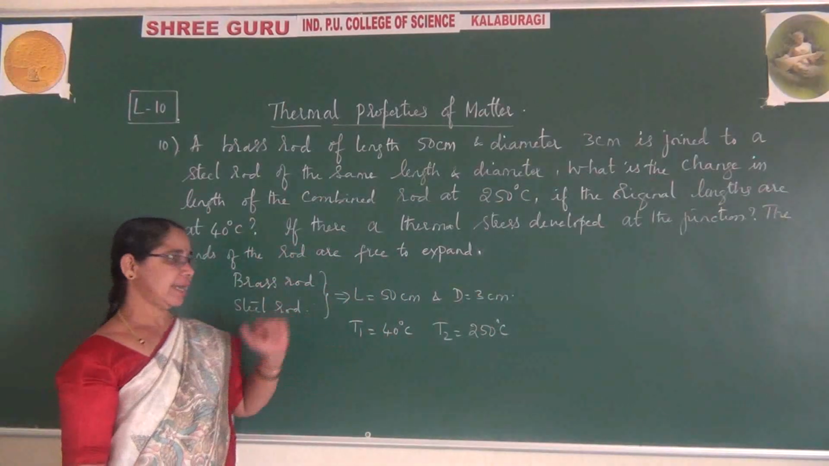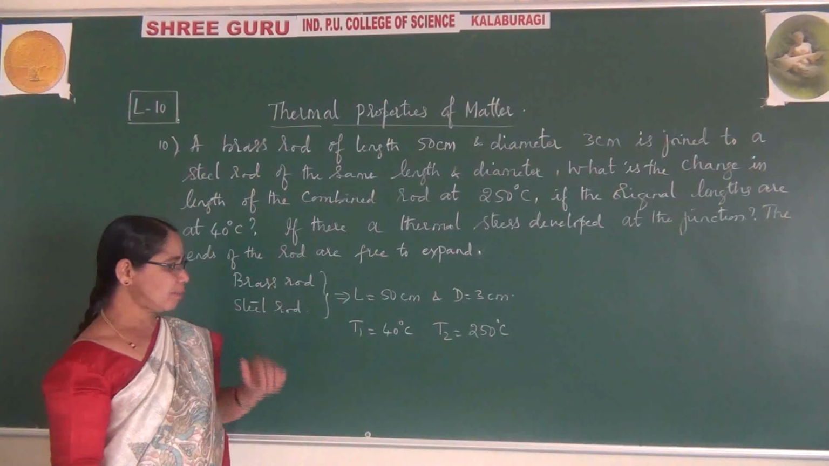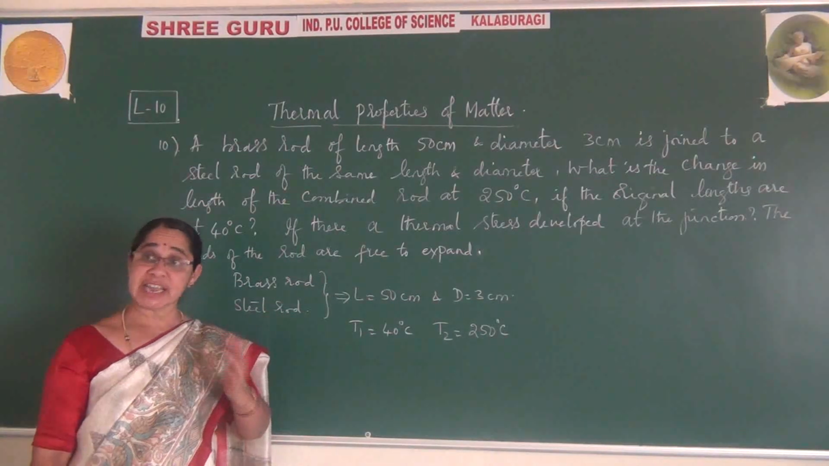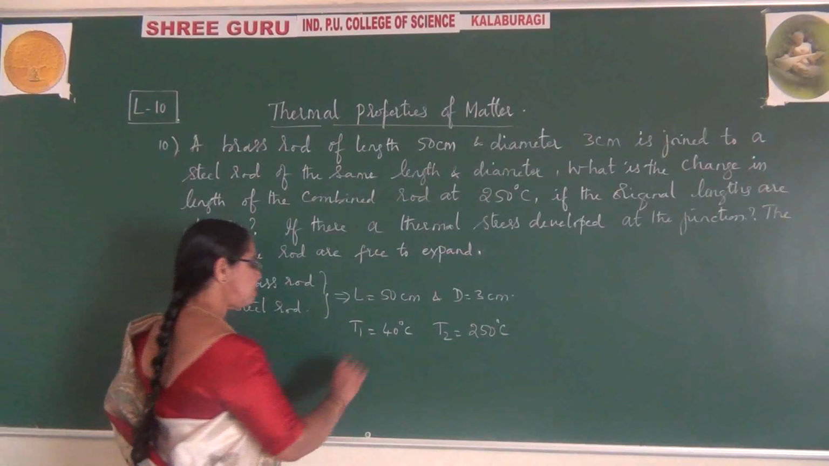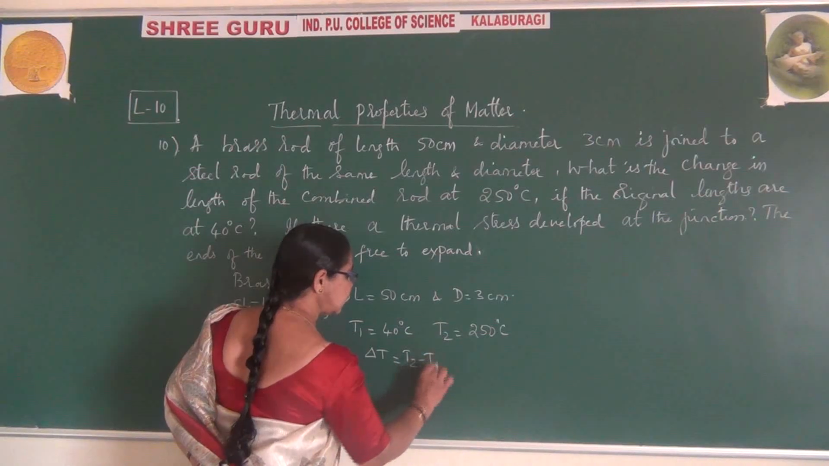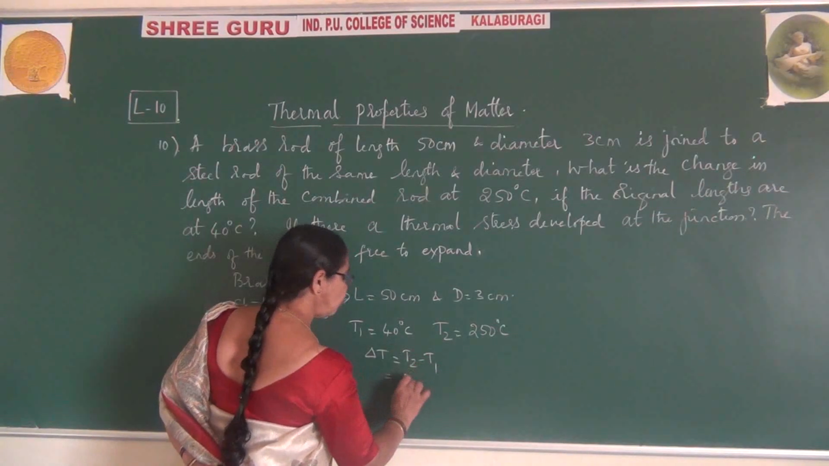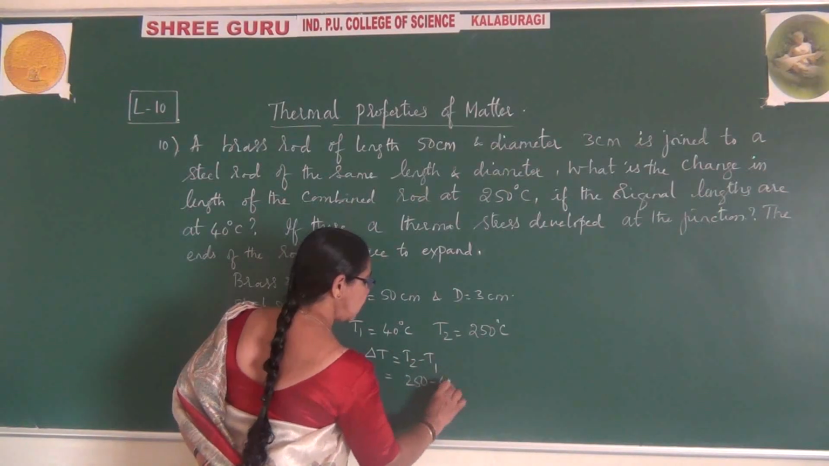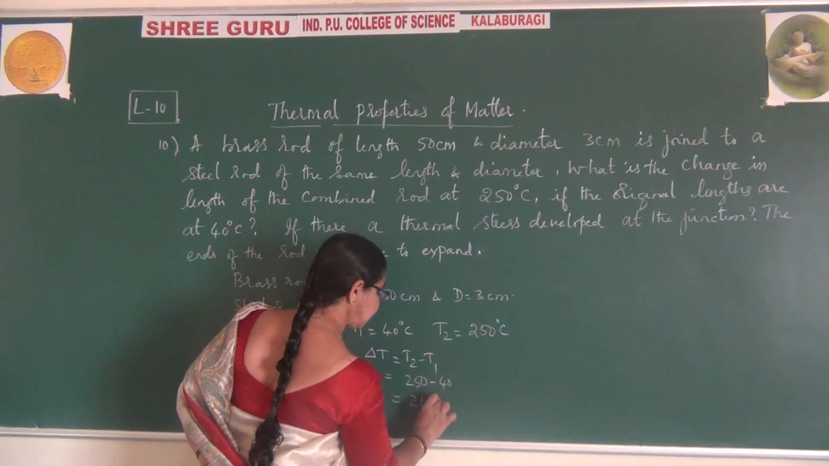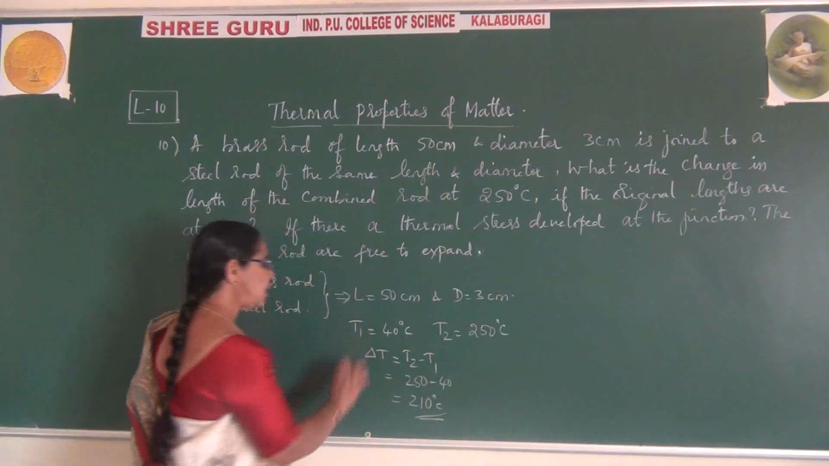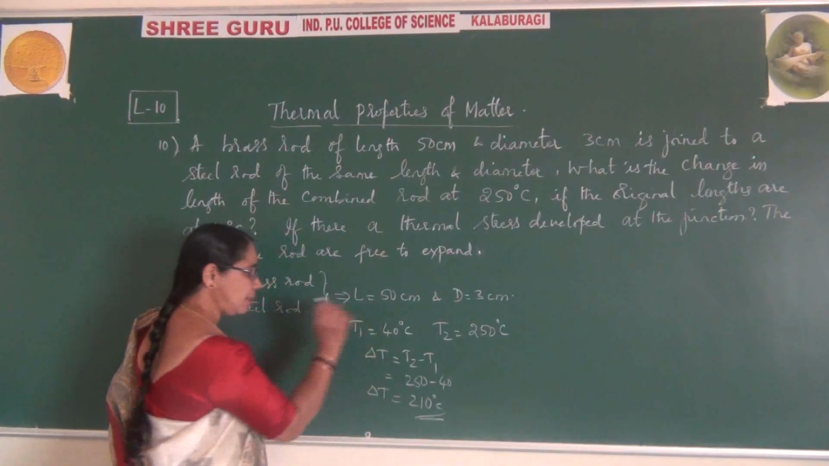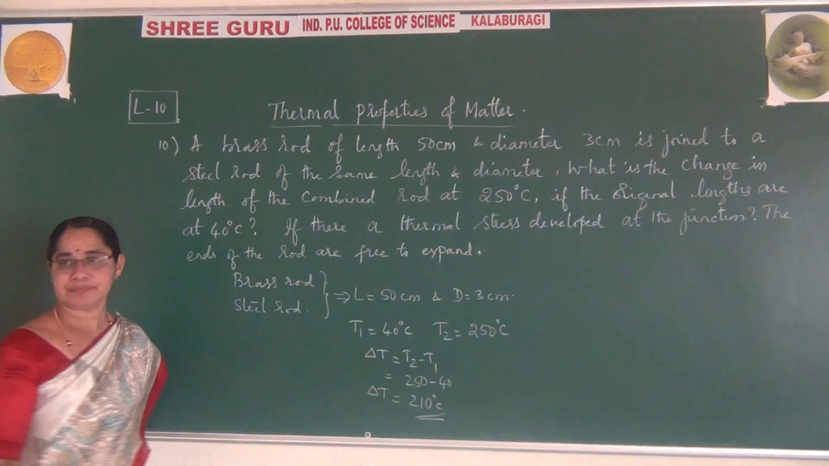Okay. So this temperature is given. Now the next step, what we have to calculate by using this. First, let us calculate the change in temperature. That temperature we write as delta T. Delta T is equal to T2 minus T1. This becomes 250 minus 40 degrees, which is nothing but 210 degrees centigrade. So this is the change in temperature. This is what we have calculated by using those two temperatures.